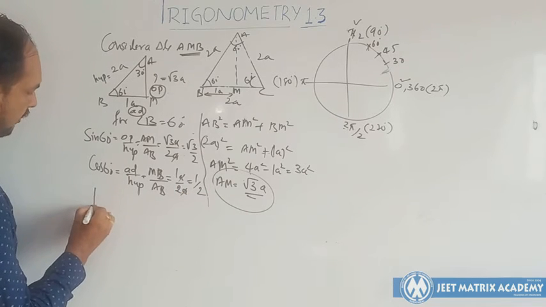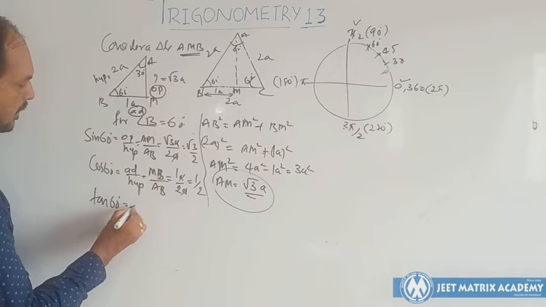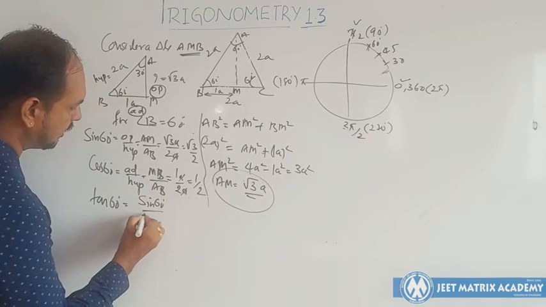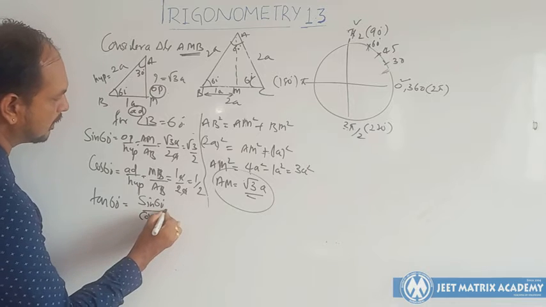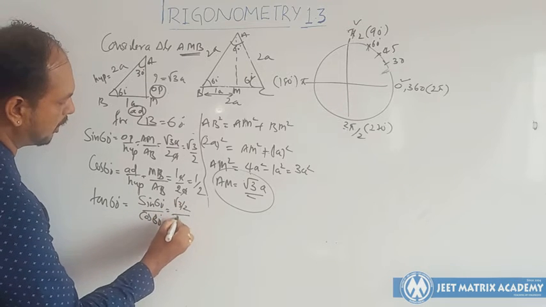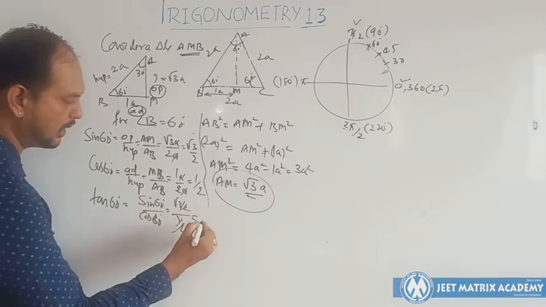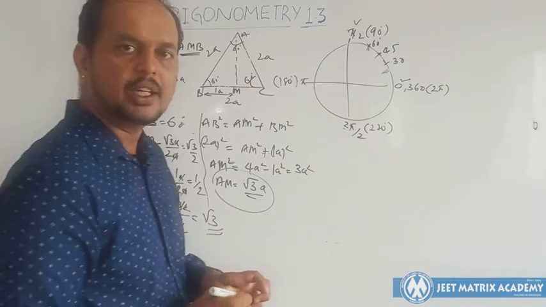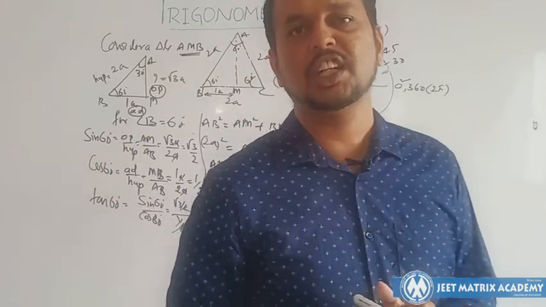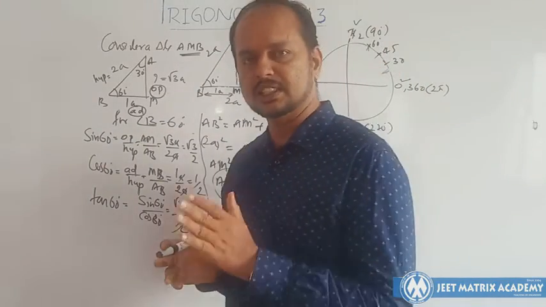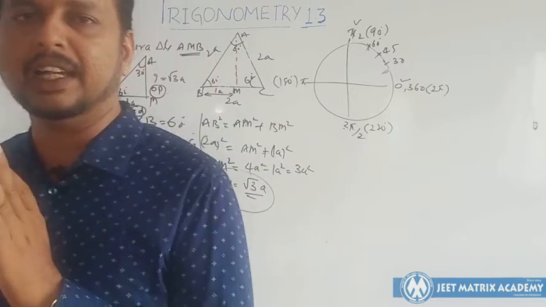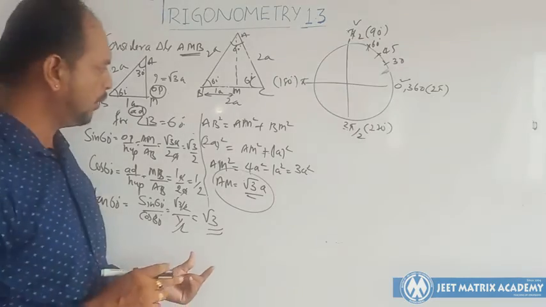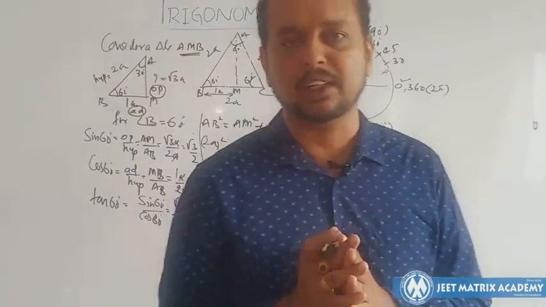Similarly, tan 60 is sin 60 by cos 60, that is root 3 by 2 divided by 1 by 2. The 2 gets cancelled, it will be root 3. So it is very easy to remember. Now sin 60 is root 3 by 2, cos 60 is 1 by 2, and tan 60 will be root 3.